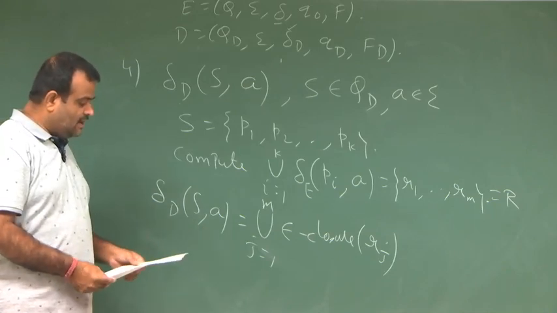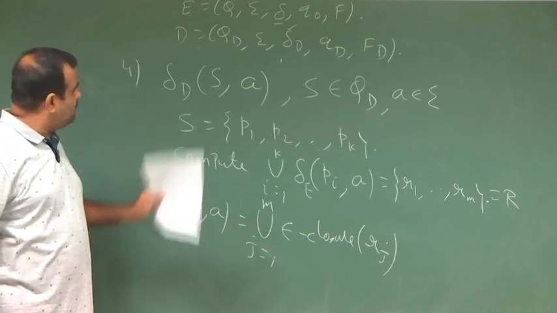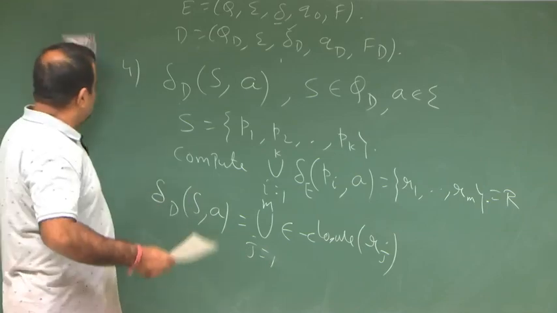Okay. So, this is the way we define that delta of s comma a. Now, let us take an example, if we have defined it. So, this is the way we define delta. Okay. Now, let us construct that example.